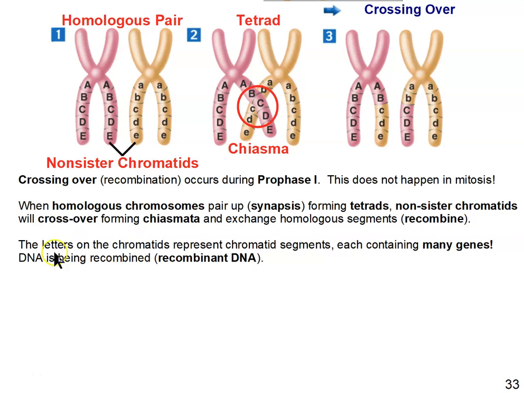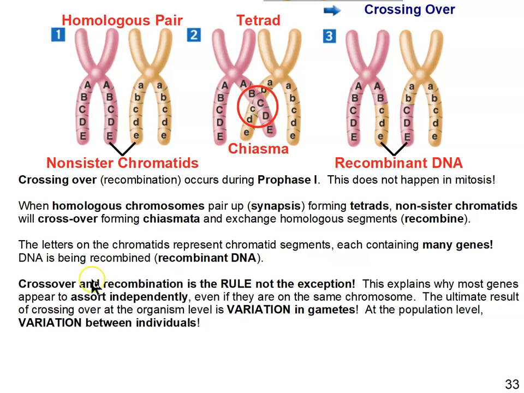So like I already pointed out, the letters on the chromatids represent chromatid segments, whole segments that might have hundreds of genes. So many genes are crossing over here, not just 3. So the letters are not genes. So many more than just 3 genes are crossing over here. And the DNA is being recombined. So it's recombinant DNA. And again, as I already pointed out, crossing over or recombination is the rule, not the exception. This happens a lot between homologous chromosomes.